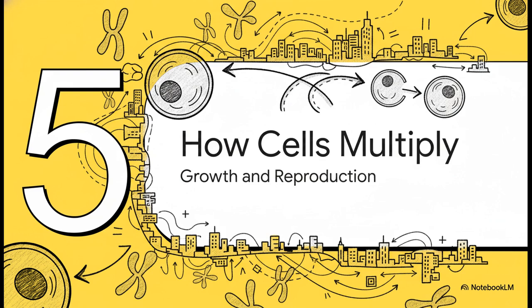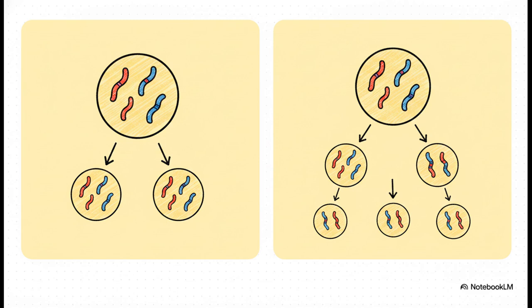So, one city is amazing, but what happens when you need to grow or repair things? How do you make new cities? The answer is an incredible, highly choreographed dance called cell division. And cells have two main ways of doing this. First, you've got mitosis. Think of this as cloning. It's for growth and repair. One cell divides into two identical daughter cells. Simple.